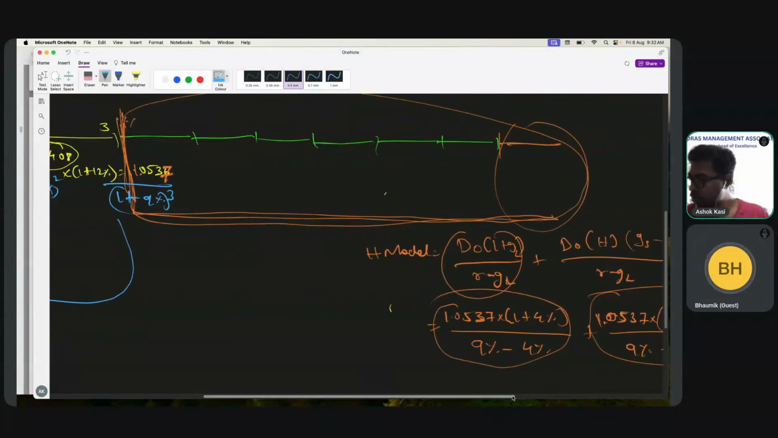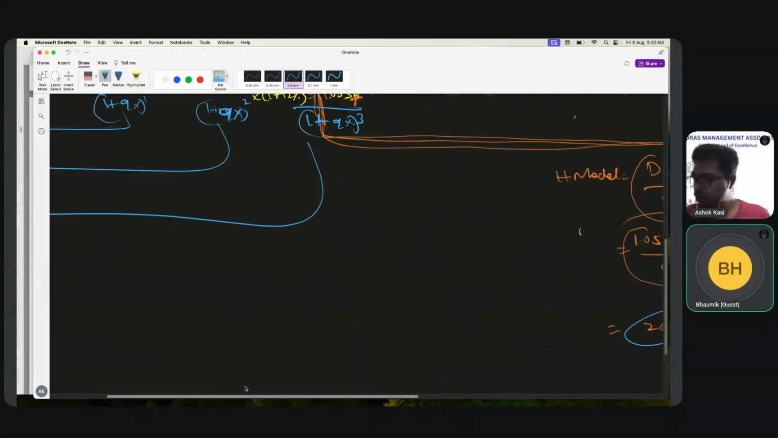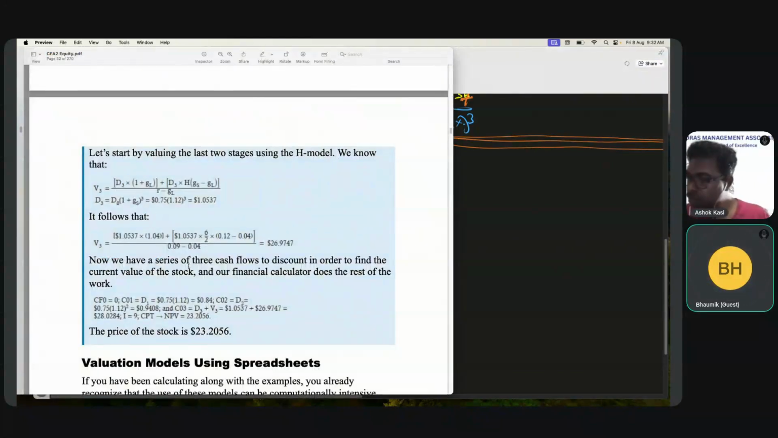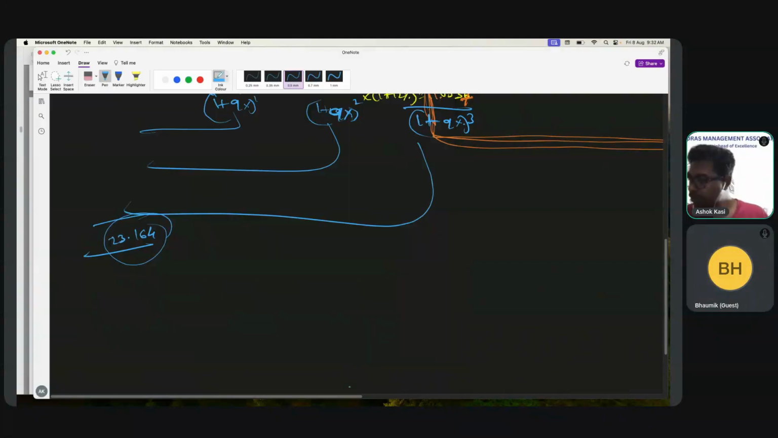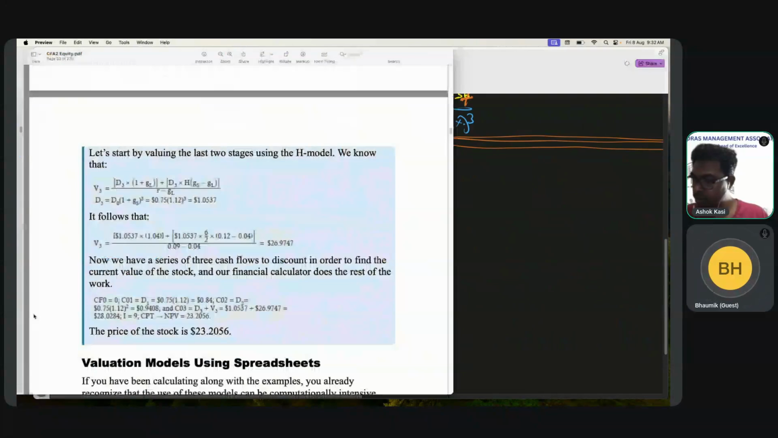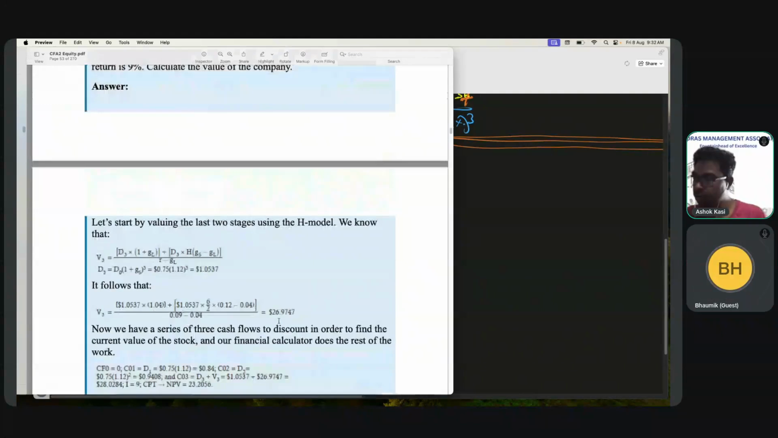How much did you get here? Here I got 26.97. There I got 23.1648. It's not matching. 26.97 is okay, and 23.16. It's matching, sir. No, the price of the stock is supposed to be added and shown.